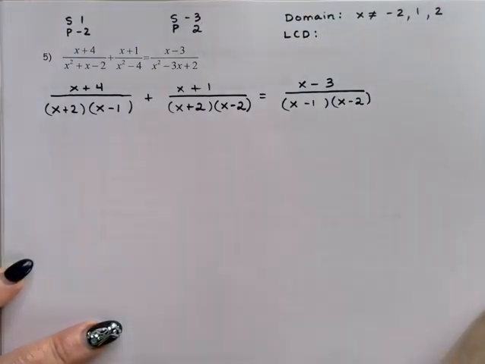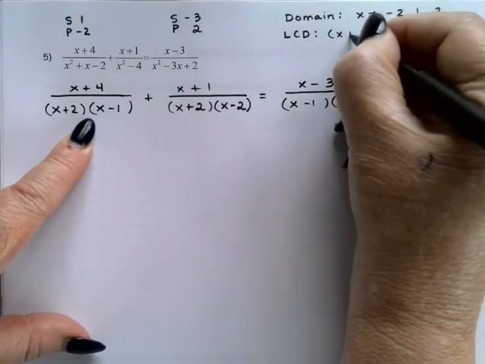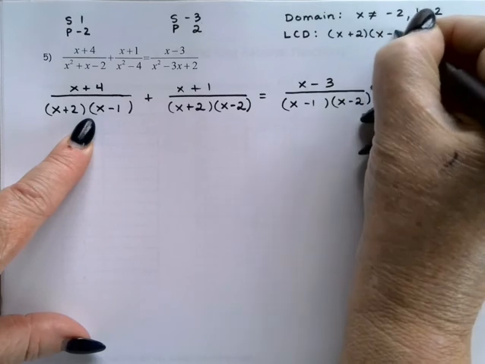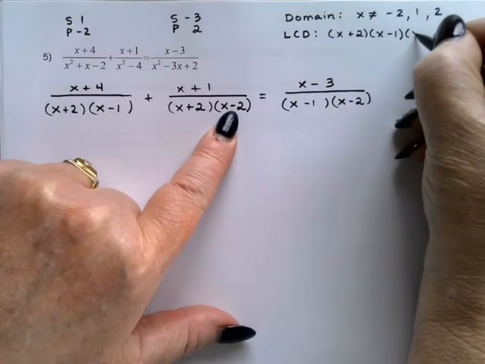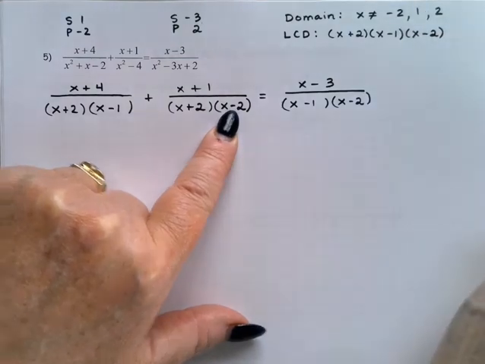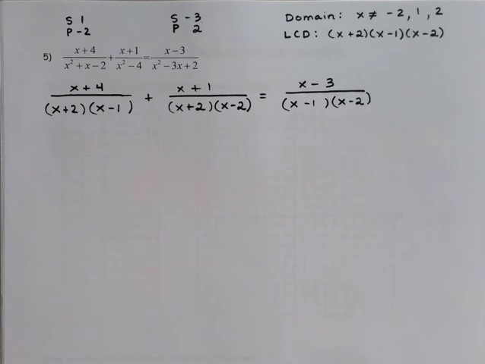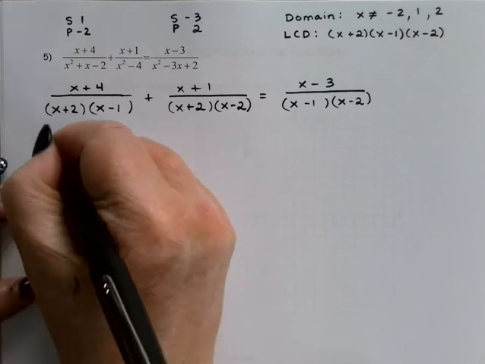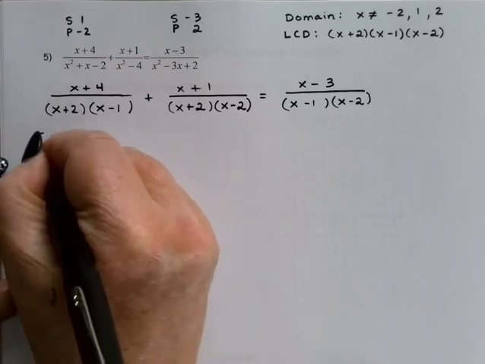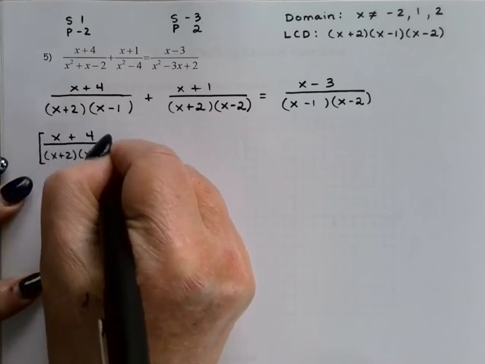As far as the common denominator, I've got x plus 2 times x minus 1. X plus 2 is already there. X minus 2, it's new. X minus 1, x minus 2, both already there. So there's my LCD. So I need to take the entire left-hand side and multiply it by that LCD.